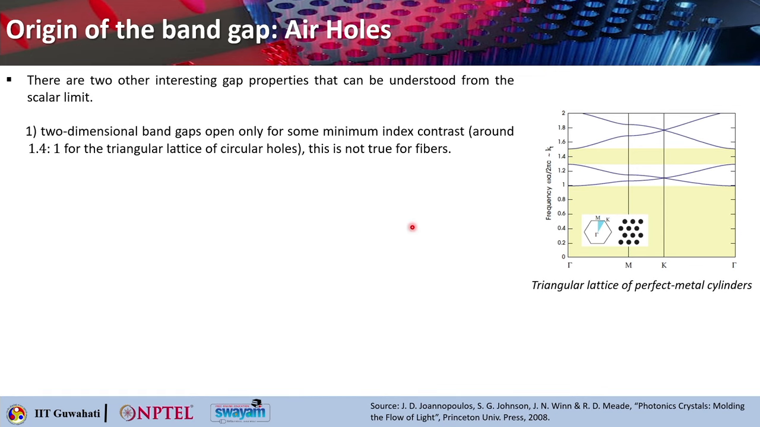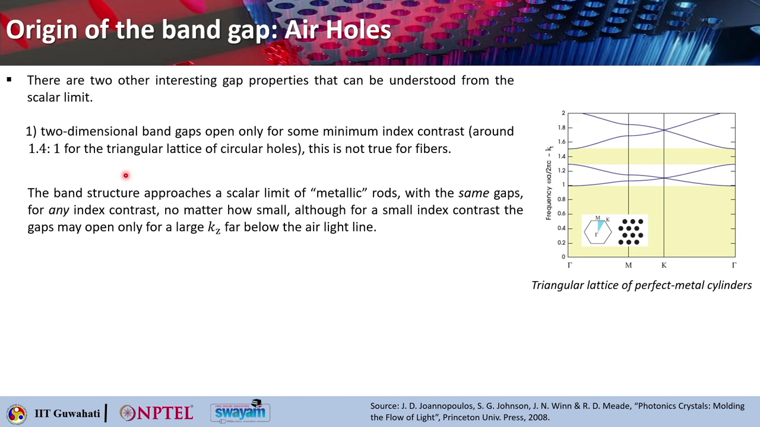So there are two interesting gap properties that can be understood from the scalar limit. The first is that two-dimensional band gaps open only for some minimum index contrast, which is around 1.4:1 for this kind of assembly, a triangular lattice of circular holes. That is not true for fibers, because fibers have a slightly different requirement, as we discussed earlier.